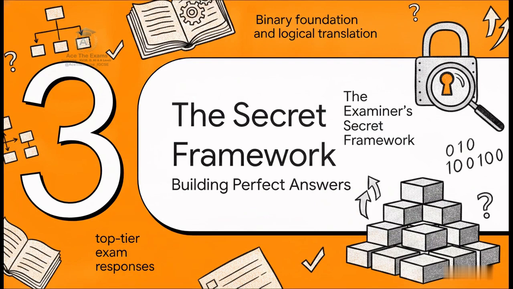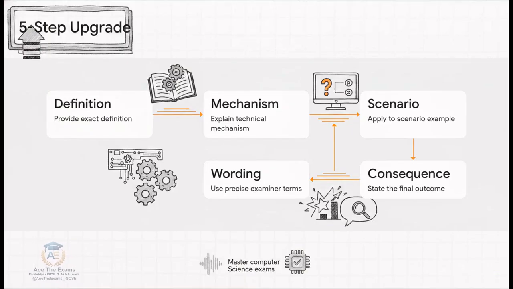All right, that brings us to Section 3, the examiner's secret framework. Let's look at building the perfect answer. So the crucial point is, this 5-step answer upgrade template is your golden ticket. This is exactly what the examiner reports point to if you want to guarantee maximum marks systematically. Step 1, provide the exact definition. Step 2, explain the technical mechanism behind it. Step 3, apply it directly to the scenario example given. Step 4, state the consequence or outcome. And finally, Step 5, wrap it all up in precise examiner wording.